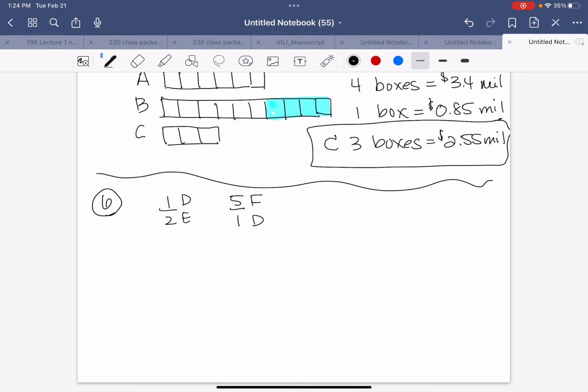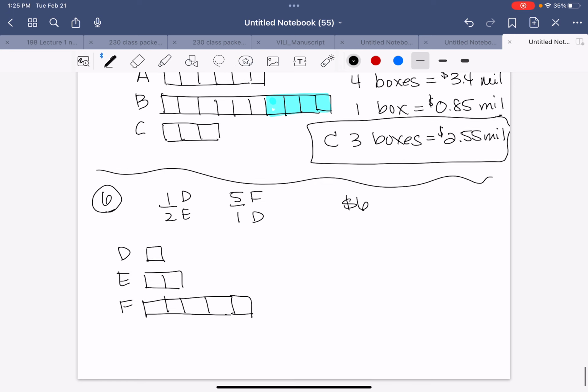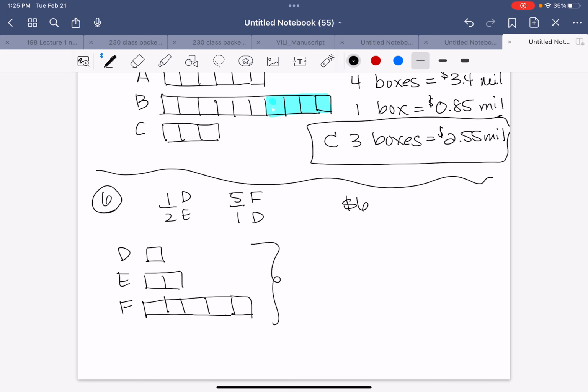The container of ice cream costs $6. So we're going to have Darla, Ellie, and Fran. Darla gets 1 for Ellie's 2. These are small ratios, so I'm going to work with them as is. For every 1 that Darla gets, Fran gets 5. And then the $6 is all 3 of them together. So that's 5, 6, 7, 8. 8 boxes is the $6.